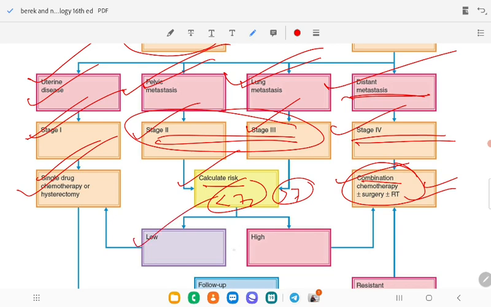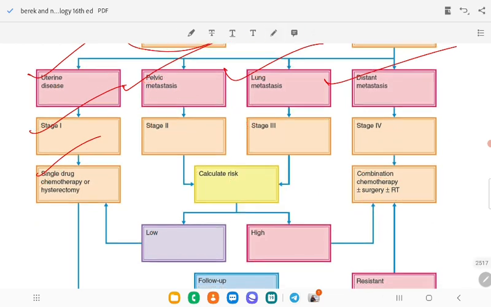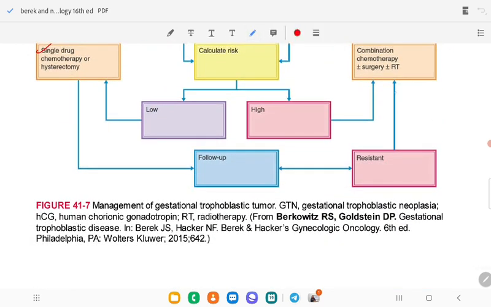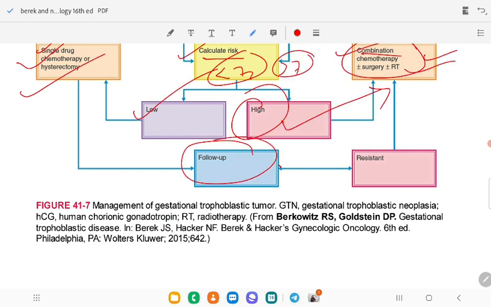If it is low risk, then you go for single drug. If it is high risk, you go for combination chemotherapy with surgery. With single drug, you follow. If it is resistant, then go for combination chemo, surgery, plus or minus radiotherapy. Management of gestational trophoblastic neoplasia.